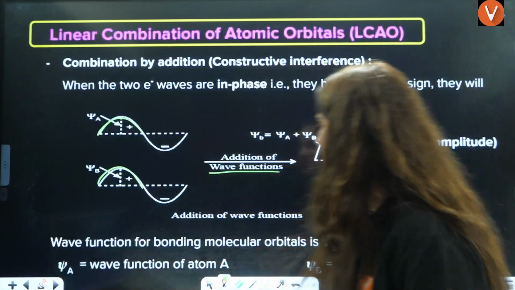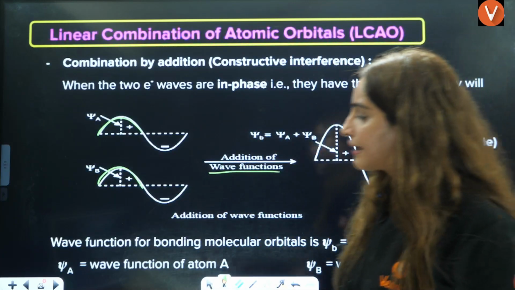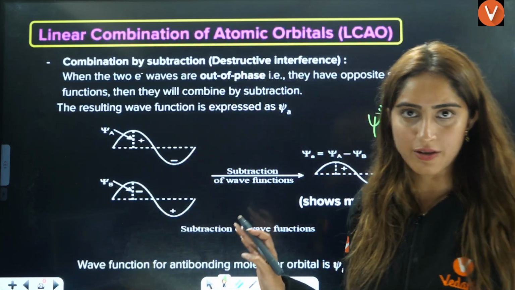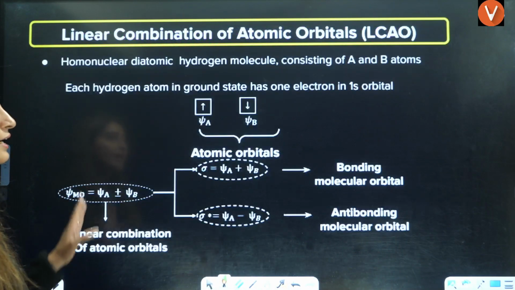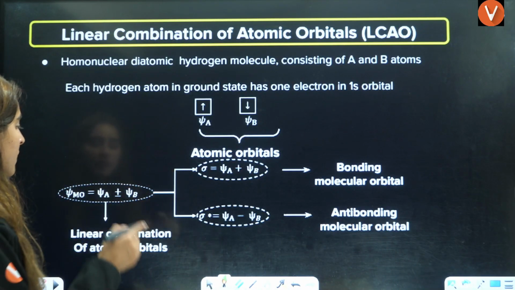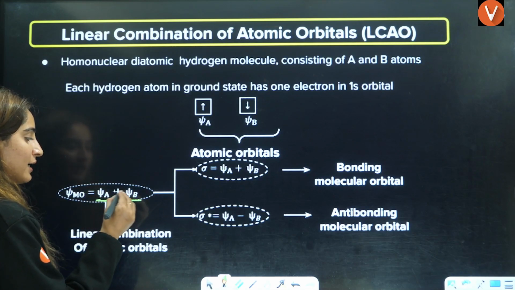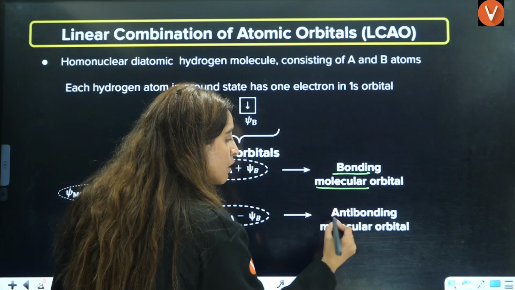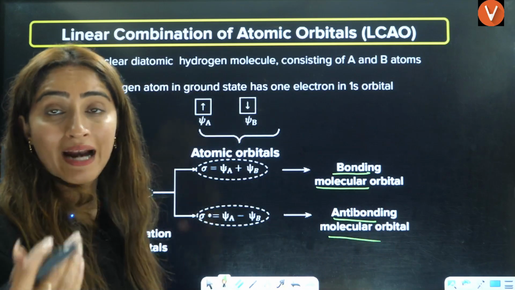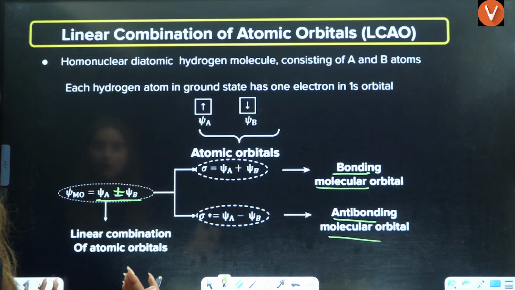This is like a constructive thing. This is a destructive wave function. That is how we can understand this with the help of wave mechanics. Amplitude has basically decreased. So two things can happen, either addition or subtraction. With addition, you will have the formation of bonding. With subtraction, you will have the formation of anti-bonding molecular orbital.